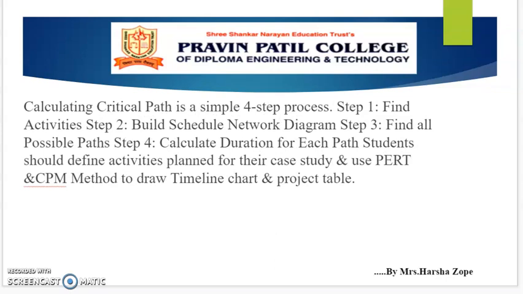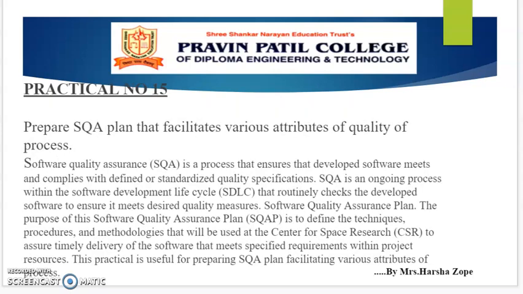Calculating critical path is a simple four-step process. Step 1, you have to find the activities. Step 2, you have to build schedule network diagram. And in step 3, you have to find all the possible paths. In step 4, you have to calculate duration for each path. Students should define activities planned for their case study and use PERT and CPM method to draw timeline chart and project table. Then practical number 15, that is to prepare SQA plan that facilitates various attributes of quality of process.